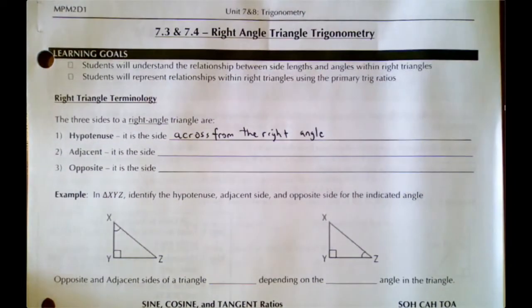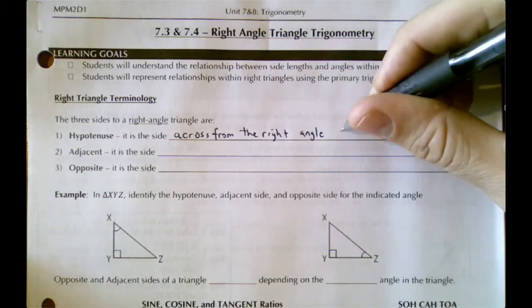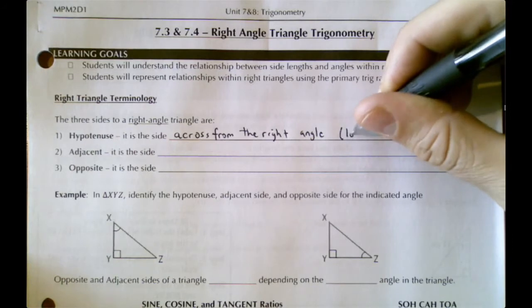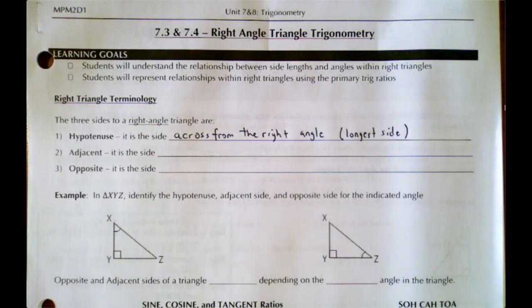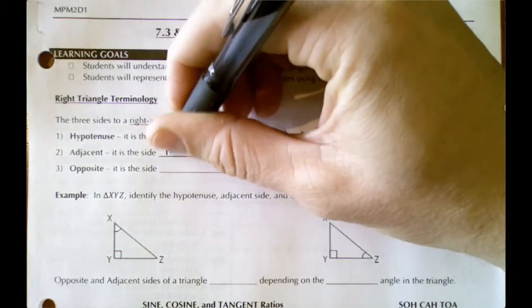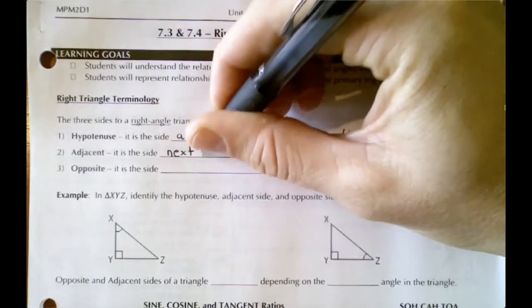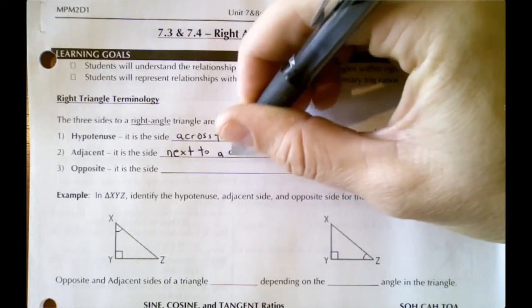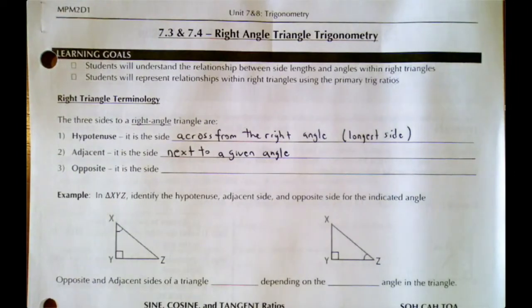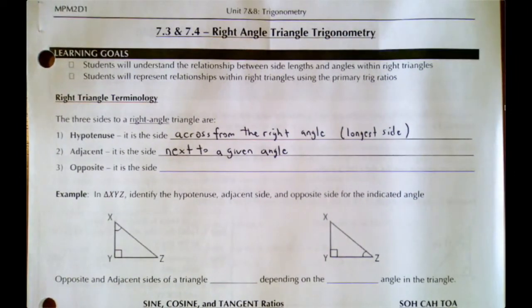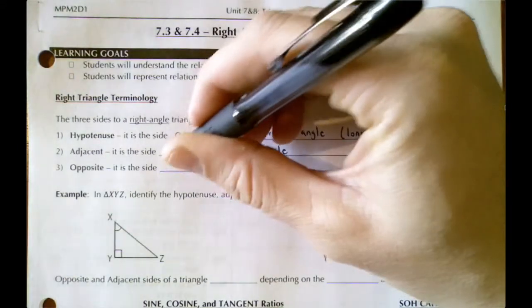And because it's across from the right angle being the biggest angle in a right angle triangle, that means the hypotenuse will also always be the longest side. The adjacent side is the side next to, because adjacent means next to, a given angle. So when you talk about an angle that's not the right angle, the other side that's touching that angle will be the adjacent side. Opposite side is the side across from a given angle.